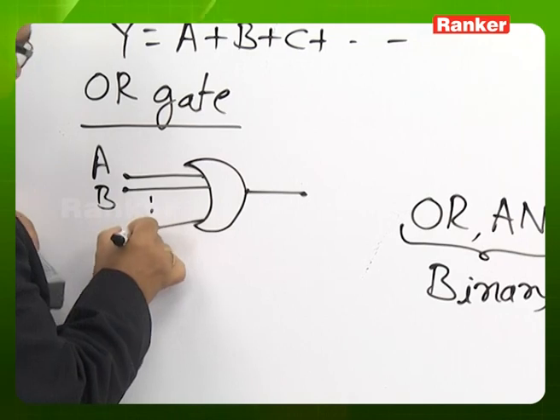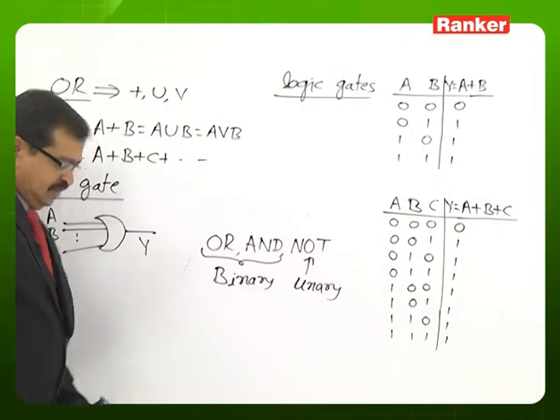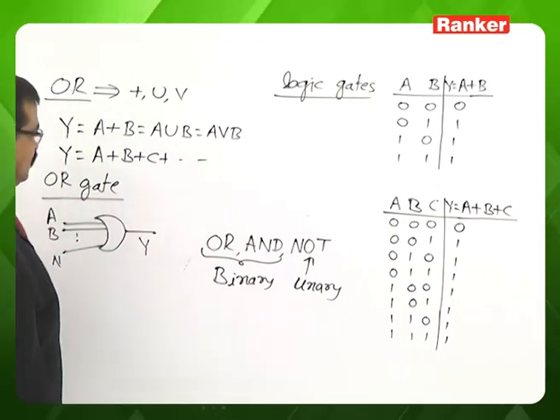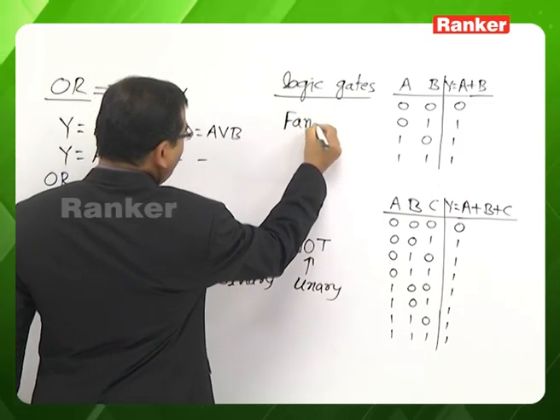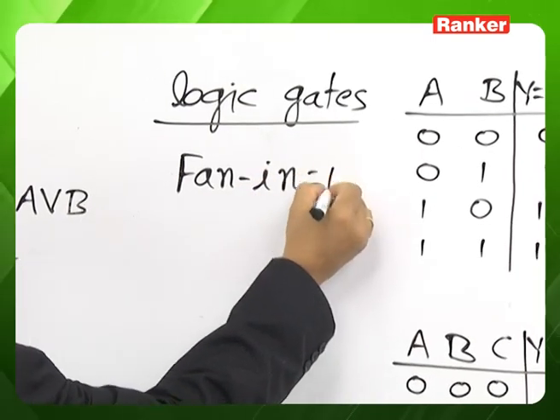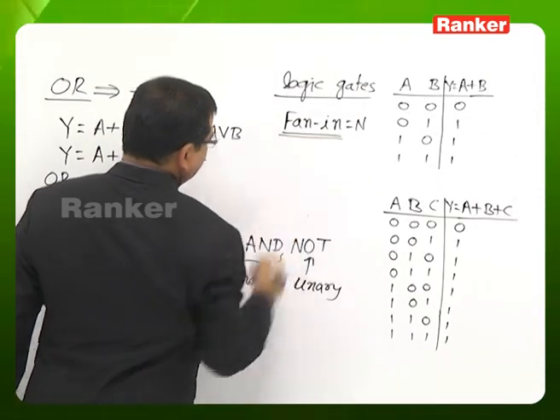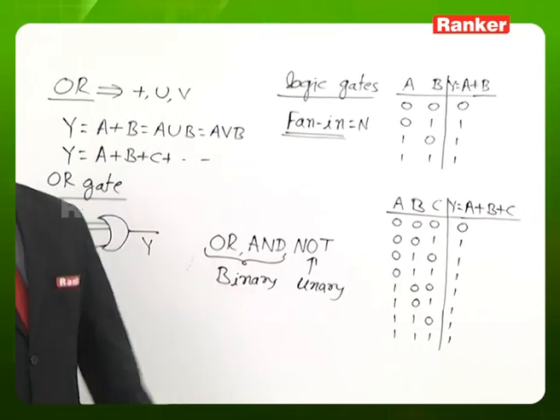It may be having, say, a number of inputs. The gate, if at all it is having n number of inputs, then we are naming the fan-in of the logic gate is equal to n. So that the word fan-in is basically referring to the number of inputs to a logic gate.